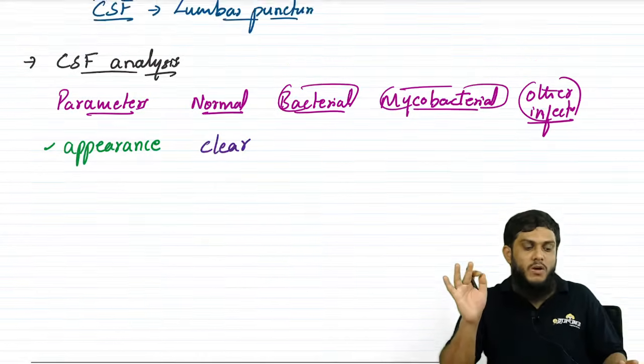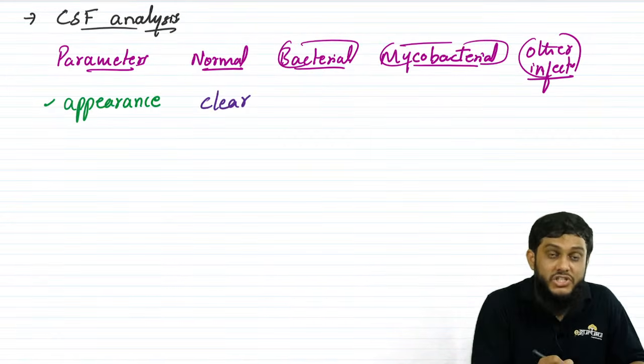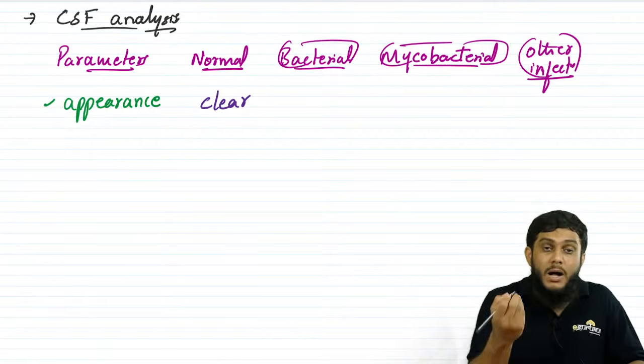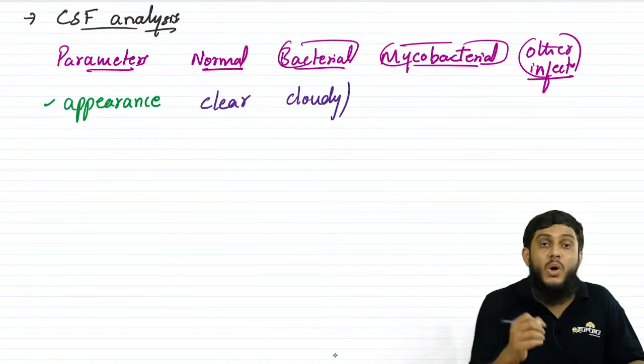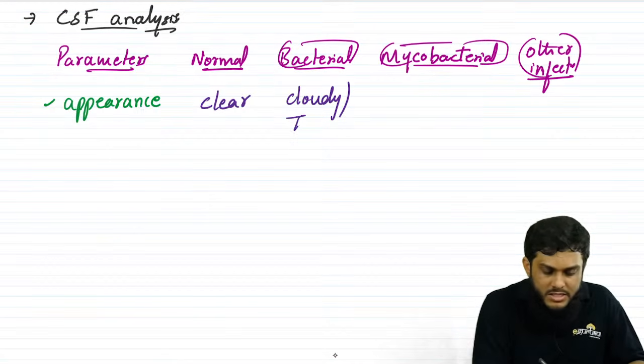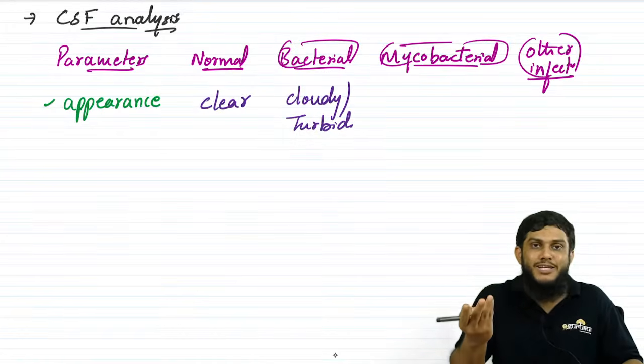CSF is clear. Normally the CSF is clear. But if the patient is suffering from bacterial meningitis, usually the appearance of the CSF is cloudy, whitish cloudy like appearance, or the CSF will be turbid. If you see cloudy or turbid CSF, you can guess the patient is suffering from bacterial meningitis.